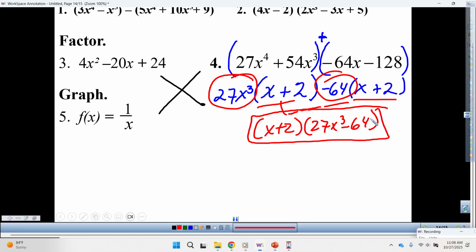I'm going to stop right there. We can break this one down a little bit more, but we'll do that later. I'm just trying to get you guys at least to get a couple of factors.